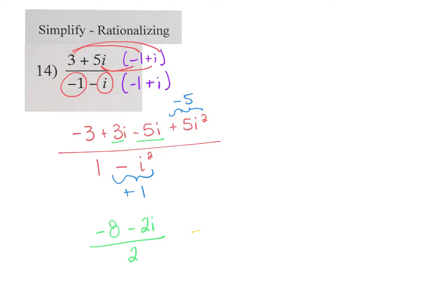And remember, we can separate these, right? -8 over 2 minus 2i over 2. And here you can see you can reduce this, right? -8 over 2 is -4. -2 over 2 is -1i. Or you can just say -4 minus i, since it's a 1 in front of it.